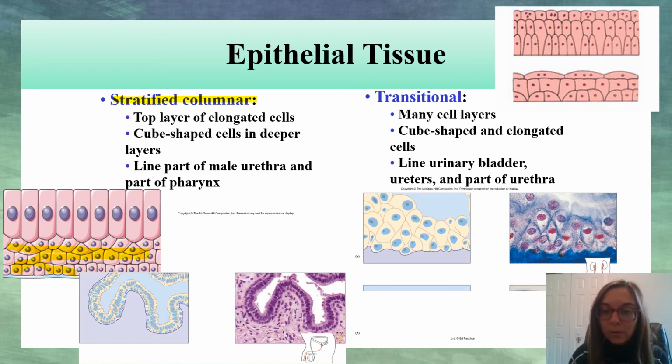Transitional is kind of a catch-all for the types of tissue that don't make a whole lot of sense in that there are different sizes. So we have cube-shaped and elongated cells that line the urinary bladder, ureters, and part of the urethra. You can see in this picture here, the top ones are thinner cells, more flat. We call these umbrella cells, and then as you go deeper, there are some more cube-shaped cells. So this is a type of tissue that has multiple shapes of cells.